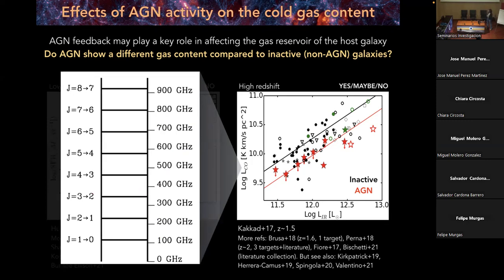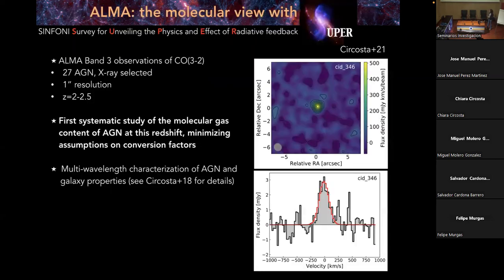So what you see here is the CO ladder. Therefore, to have everything on a kind of comparable ground, we need to assume uncertain and unknown excitation factors in order to get quite often the ground 1 to 0 transition. And this, of course, injects further biases in our analysis. So this is what we try to address with the ALMA follow-up of the super sample. We obtained ALMA observations in band 3 of the CO 3-2 line.